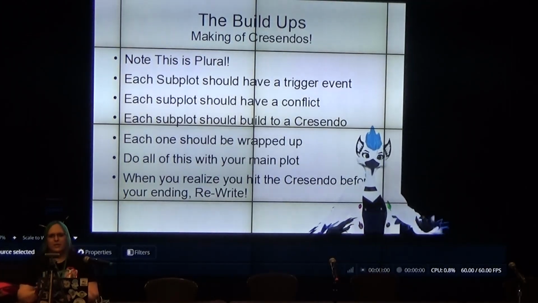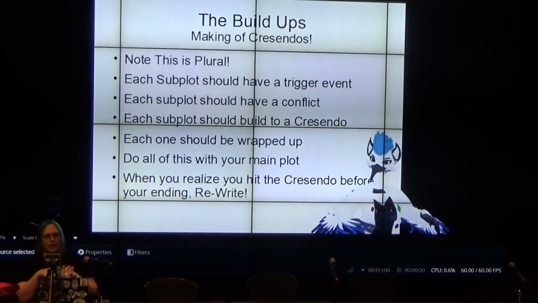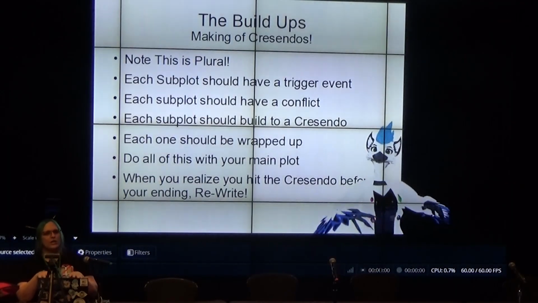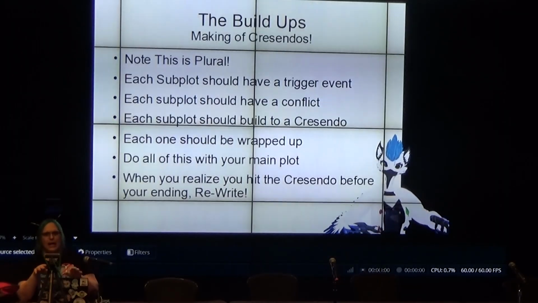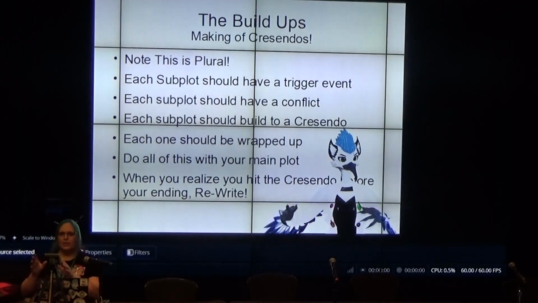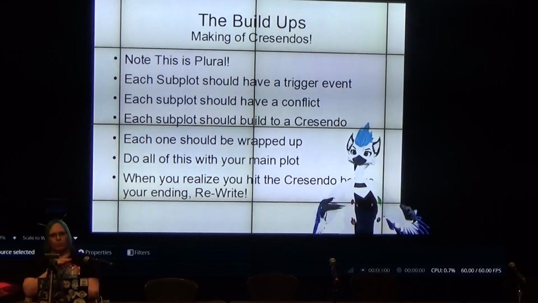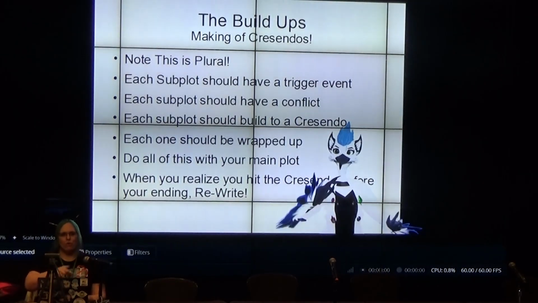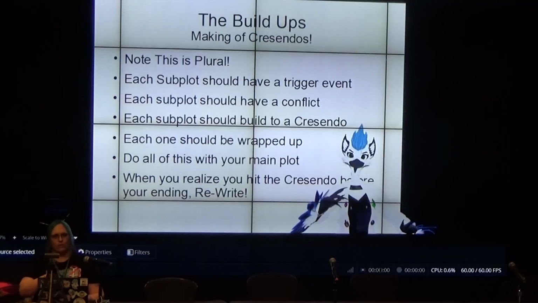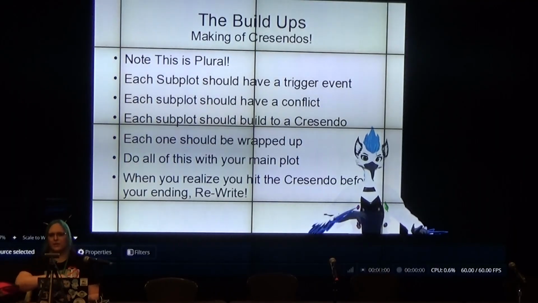Each of your subplots, each of your main plots, each of your points is making a crescendo. Each crescendo must ascend higher than the previous one. If it doesn't, your ending should have been the previous one. Or you cannot have the drop-off after the current crescendo. It has to immediately lead to the next rise.